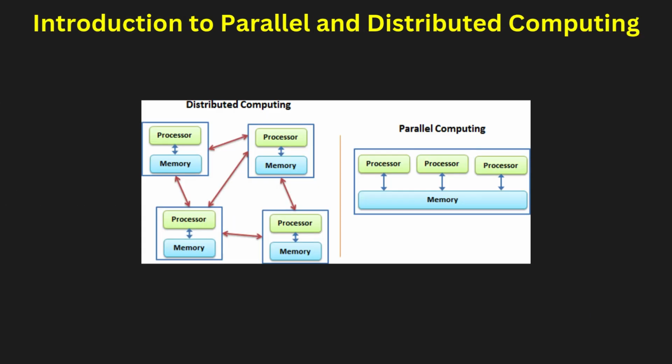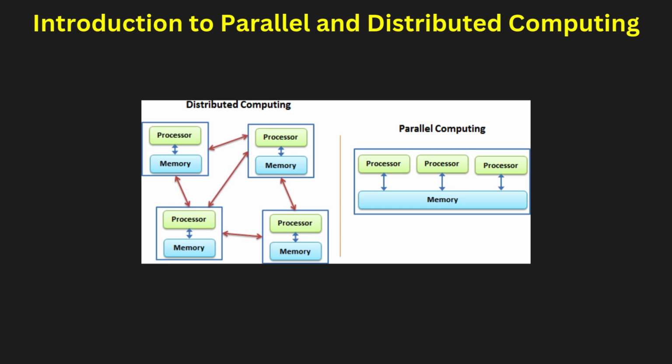At first, introduction to parallel and distributed computing. Parallel and distributed computing deals with executing multiple tasks simultaneously to improve computational speed and efficiency. Parallel computing involves dividing the task into subtasks and executing them concurrently on multiple processors. Distributed computing, on the other hand, connects multiple systems over a network to work together on a problem. Modern applications like cloud computing, AI, and large scale simulations rely heavily on these techniques.